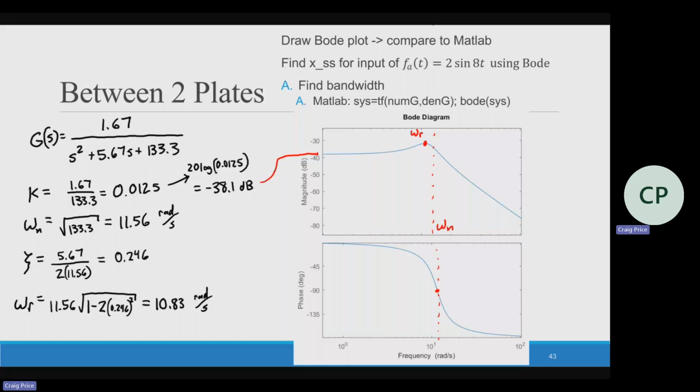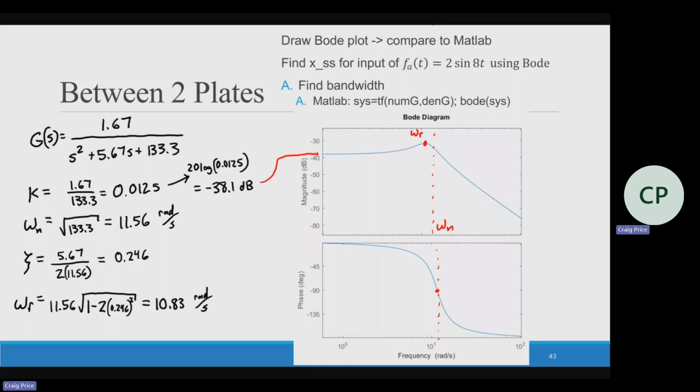So again, the halfway point is at the natural frequency, and that's where these two lines basically intersect. Unfortunately, these didn't line up. That's weird. But then this is my starting point, -38. We see we have a bump here.